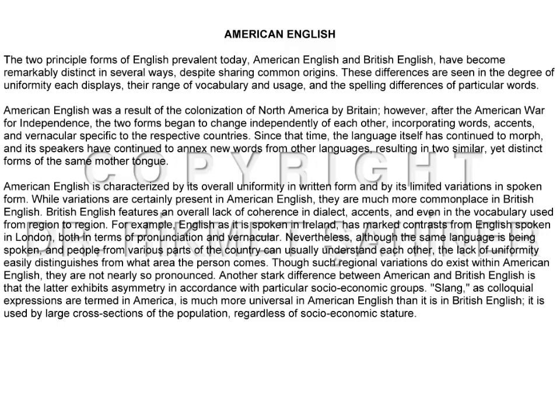Nevertheless, although the same language is being spoken, and people from various parts of the country can usually understand each other, the lack of uniformity easily distinguishes from what area the person comes. Though such regional variations do exist within American English, they are not nearly so pronounced. Another stark difference between American and British English is that the latter exhibits asymmetry in accordance with particular socioeconomic groups. Slang, as colloquial expressions are termed in America, is much more universal in American English than it is in British English. It is used by large cross-sections of the population, regardless of socioeconomic stature.